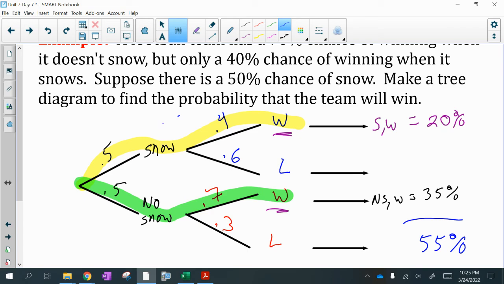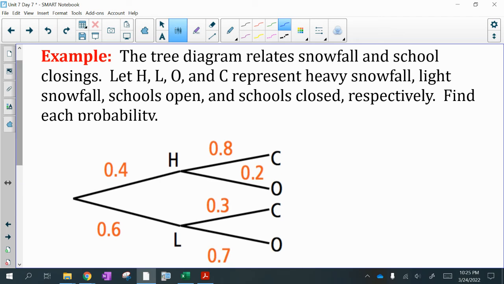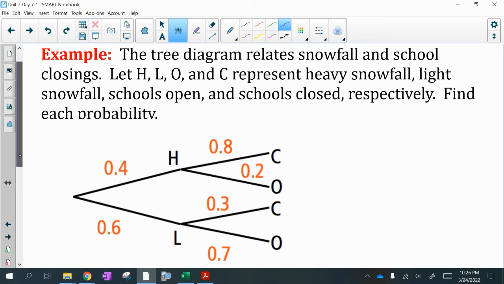Now let's see what we've got next. Ooh, we've got a tree diagram that's already done for us. Yay, that'll be easy. So the tree diagram relates snowfall and school closings. H, L, O, and C represent heavy snowfall, light snowfall, schools open, and schools closed. Well, let's find our probabilities for everything here. So let's see what it's got.